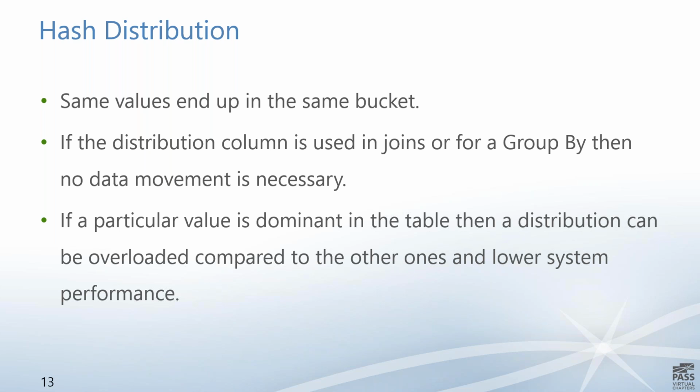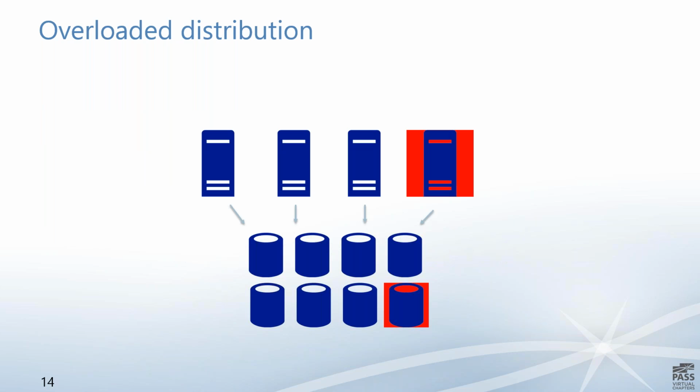It's not going to give you a uniform load on all the distributions, and it's not going to give you a uniform load when you're running queries either. So in that particular scenario, hash distributing by country would be a poor choice, and you should pick something different.